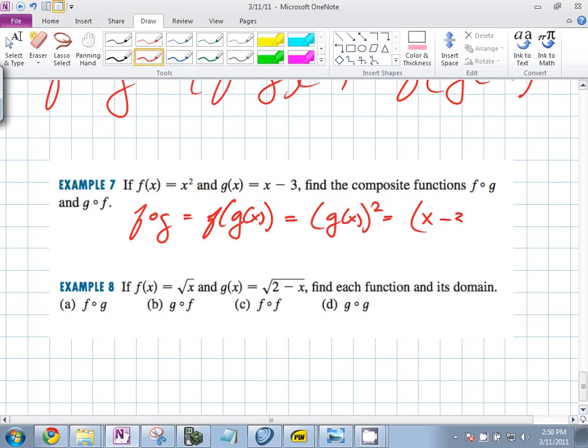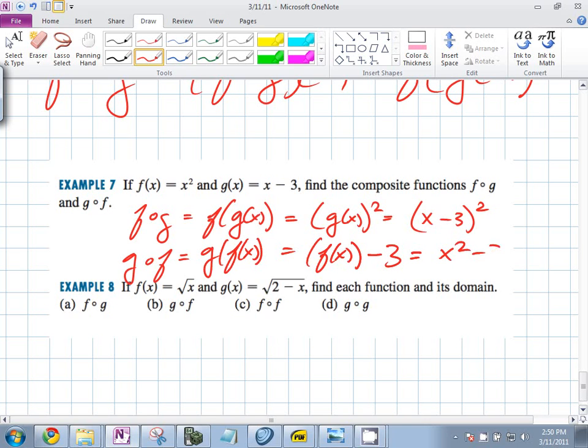Done. Wait a second. Nope. G of x. What's that mean? G of... Is someone tired over there? Yeah, it happens. So what is that? F of x minus 3. So what's that equal to? Done. That's it.